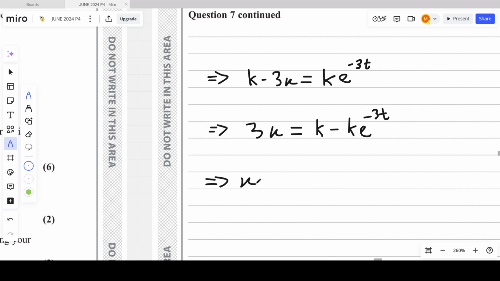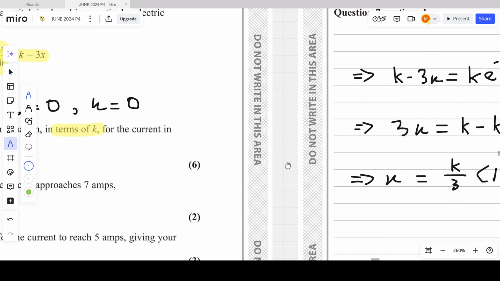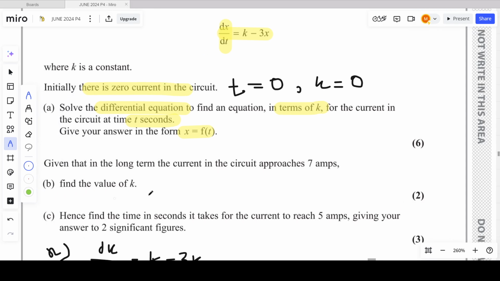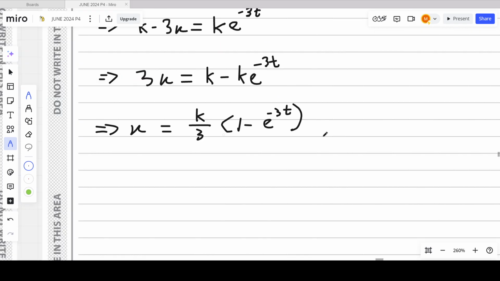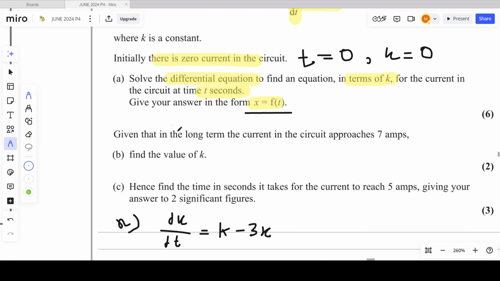Now just make x the subject. If you make x the subject, you can take k common from there. So that would be x equals k over 3 times 1 minus e to the power -3t. And that's the equation wanted by the question, x equals f of t. Fine. That's the answer for part A.